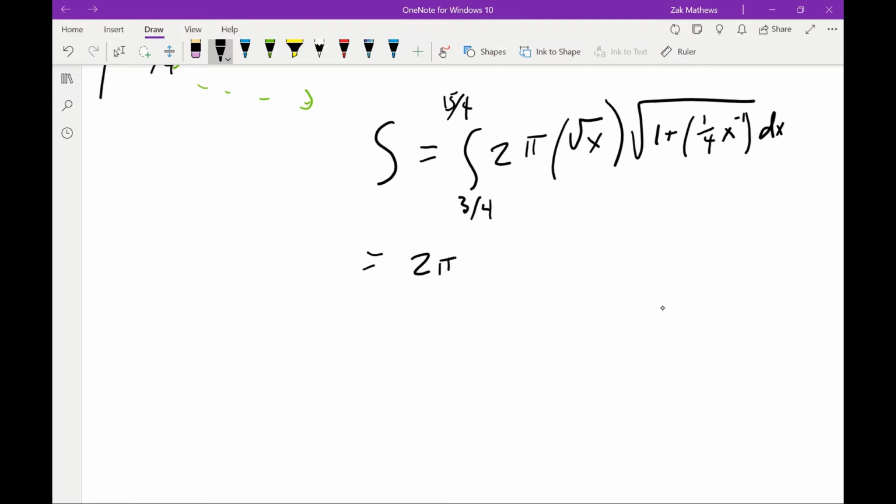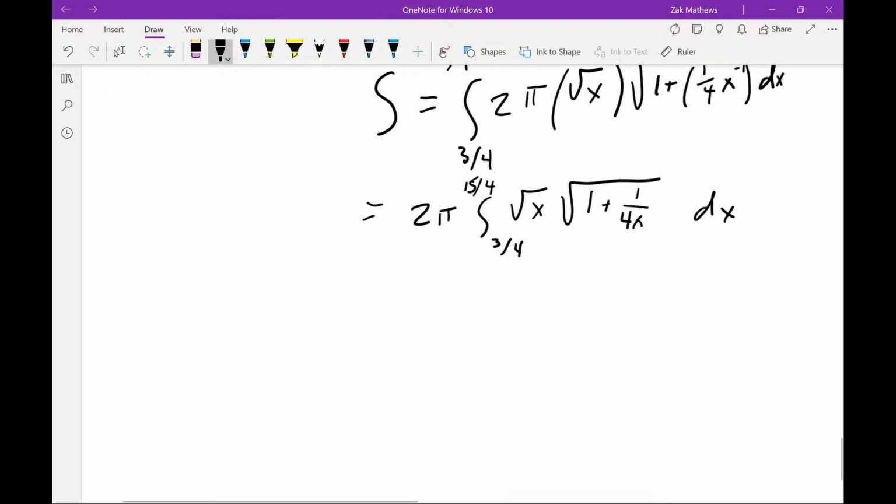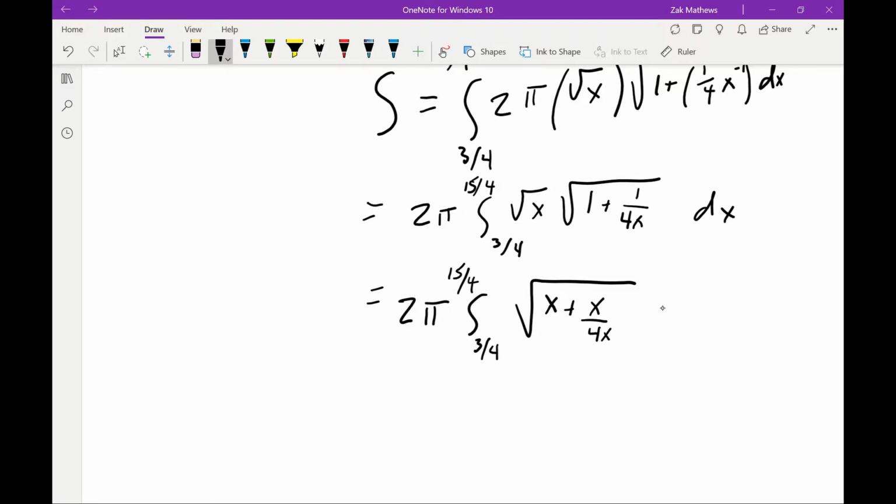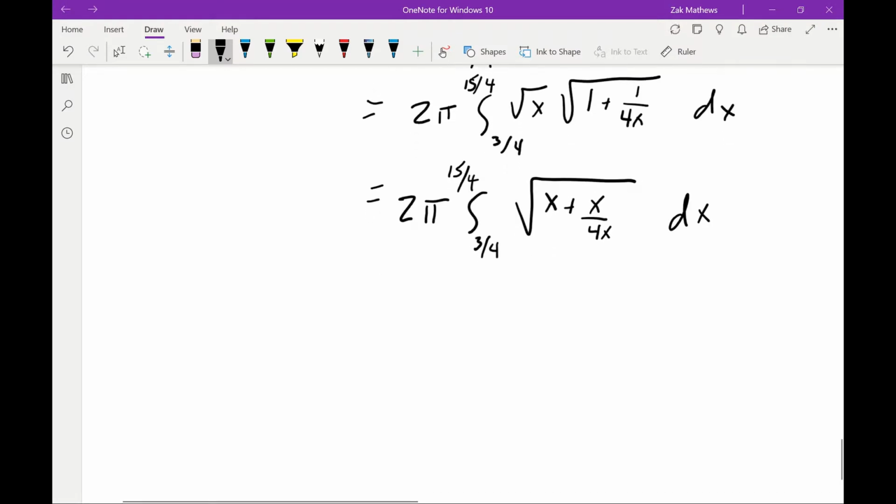We can pull out the 2 pi, 3/4 to 15/4, square root of x times the square root of 1 plus 1 over 4x dx. So here we have a more complex integral, so we need to figure out something to do with it. What I do recognize is that everything is under the square root, so what I could do is bring that x into my square root. 3/4, 15/4. We'll have the square root of x plus x over 4x dx. And so then we see that the x's are canceling.